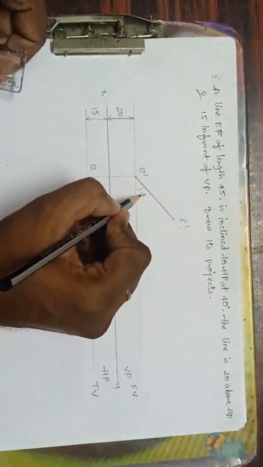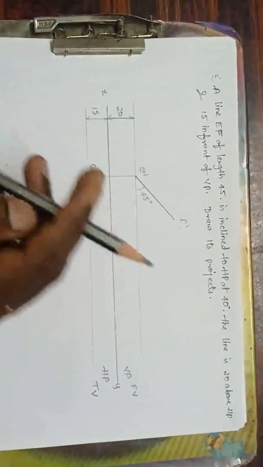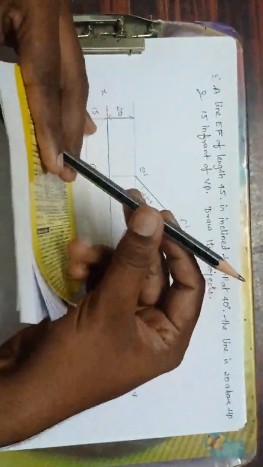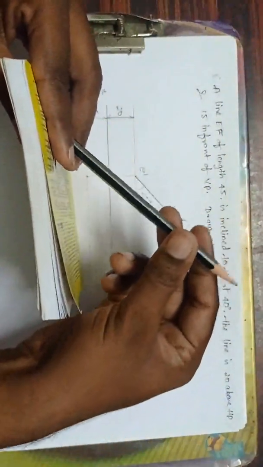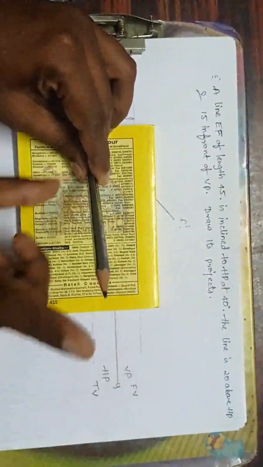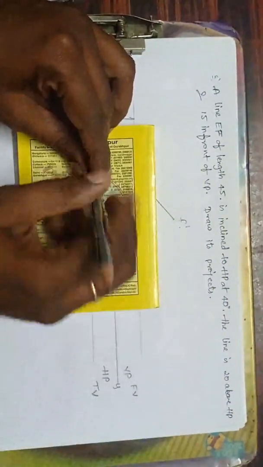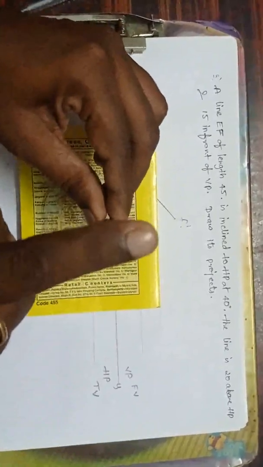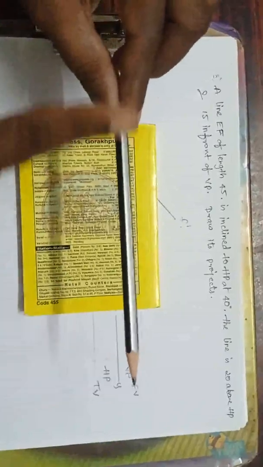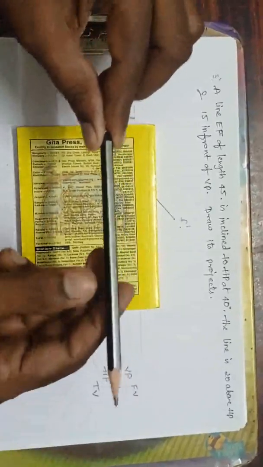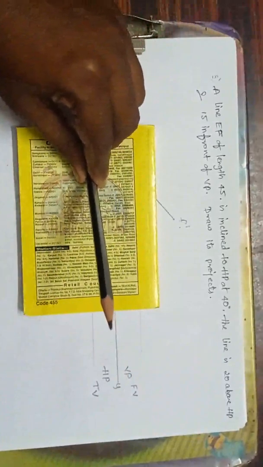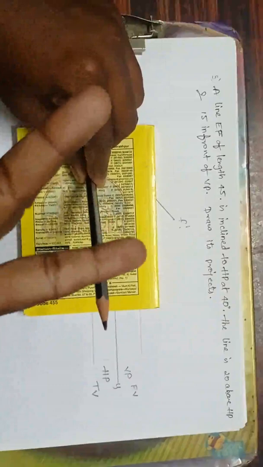Now if it is inclined to HP like this, from the top view what can I see? What about this length? I don't know. Suppose it is perpendicular like this, it will appear as a point. If it is parallel to HP, I can see the complete line. But it is inclined to HP, so this length is said to be the imaginary length. That length I don't know.